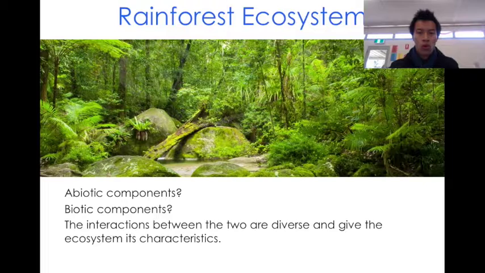Then you have the second component, which is the biotic component. These are the living things. So all of the organisms in this particular ecosystem make up the biotic components. And it's the interaction between the abiotic and the biotic components that actually defines the characteristics of our ecosystems.